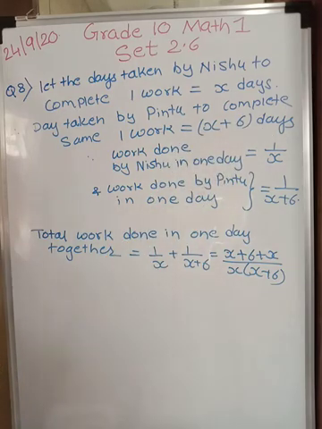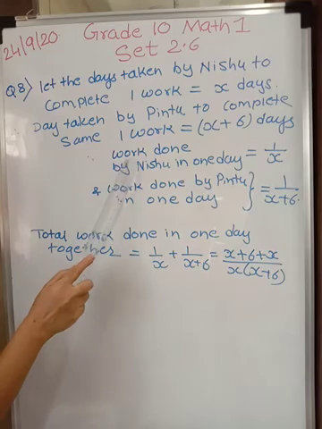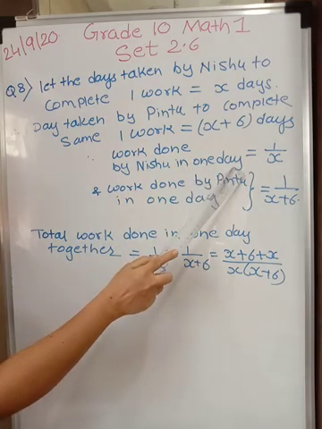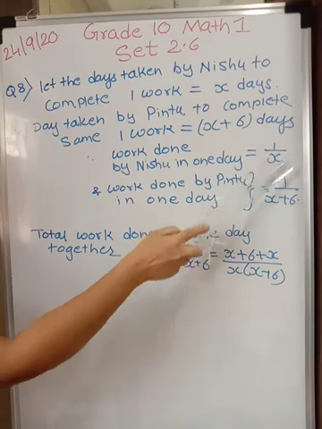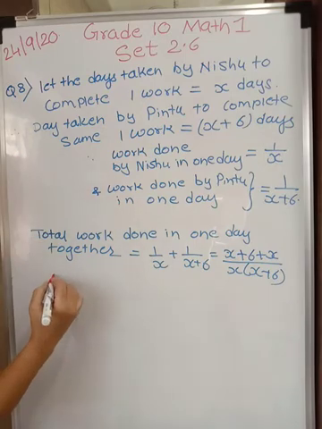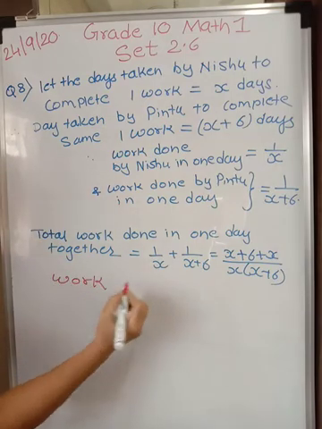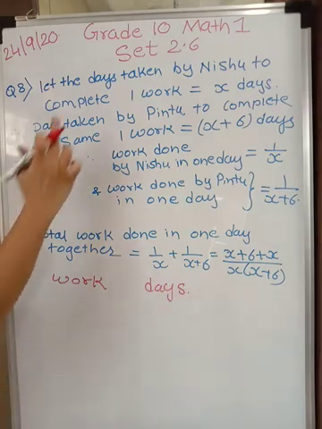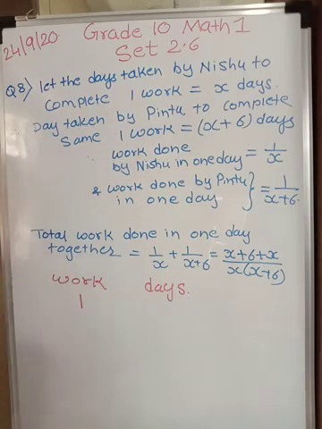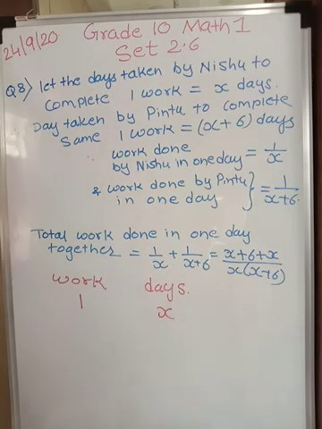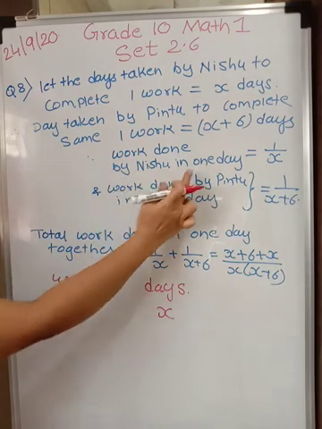Now, we are going to find how much part of work is done by Nishu in one day. That will be 1 upon X. Now, how this is coming, you understand. See now, I'll explain here. This is work and this is days. Now, to complete one work, Nishu is taking how many days? X days. Now, work done by Nishu in one day.